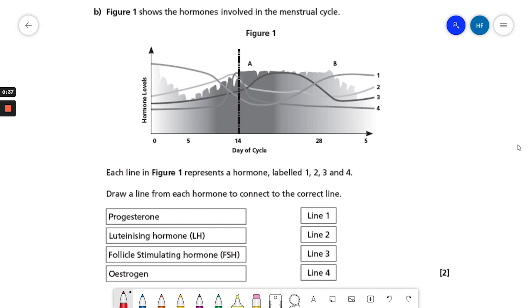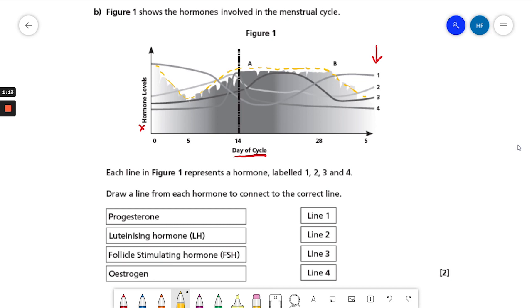So we can see on the graph we've got different lines down here labelled 1 to 4, so each of those lines is representing a different hormone. We've got days of the cycle down here, and then we've got the level of hormones on the y-axis. You might also notice in the background there's a sort of shading here. And you'll probably know from seeing other graphs of the menstrual cycle that this is actually representing the uterus lining.